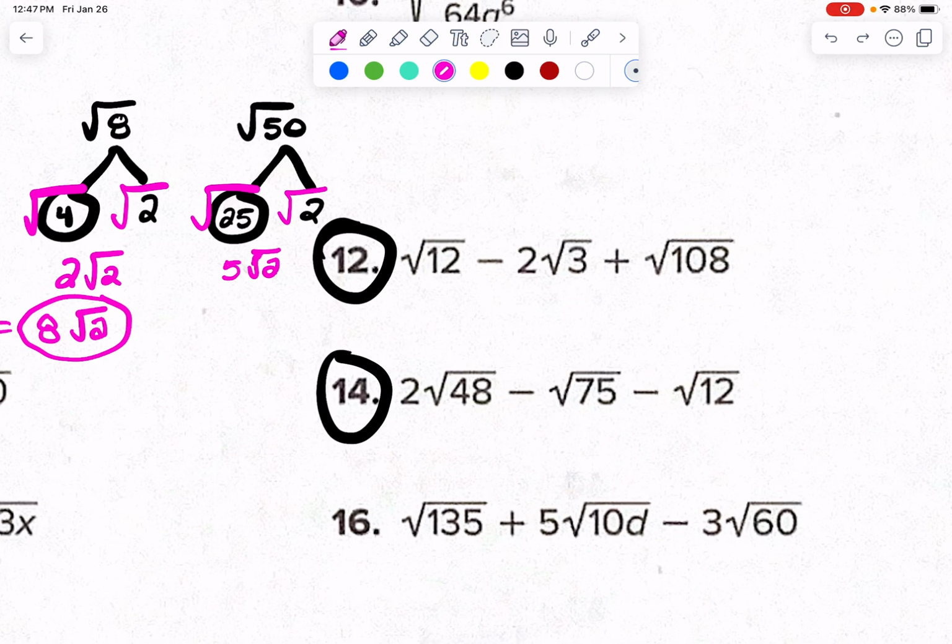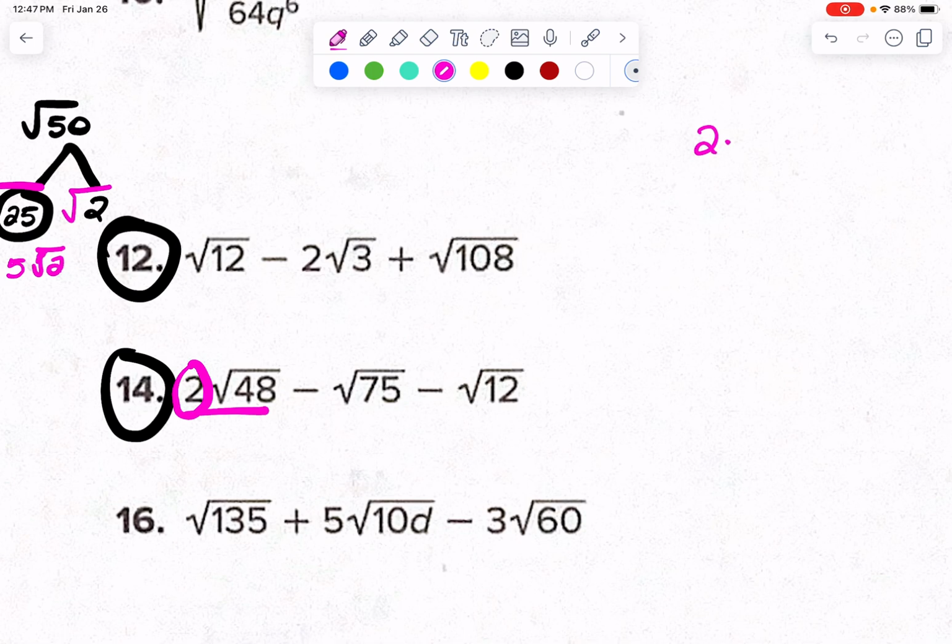On number 14, there is a 2 out in front here, right? So let me help you do this one real quick. 2 square roots of 48. If I'm trying to break that down, 2 square roots of 48. I'm just going to focus on the 48 right now.